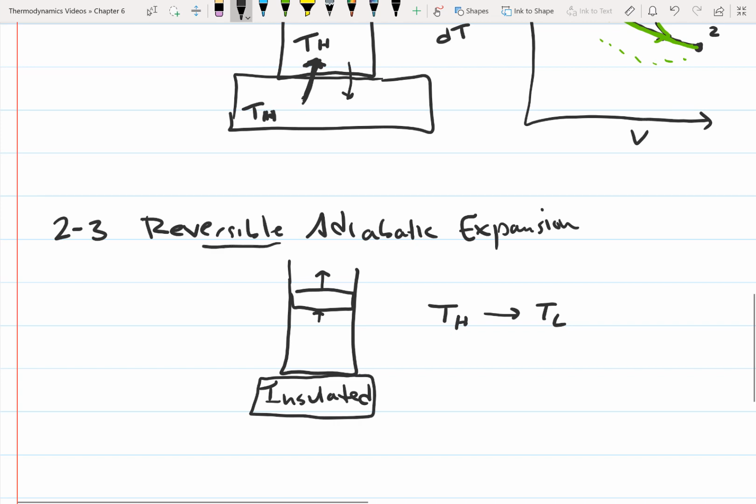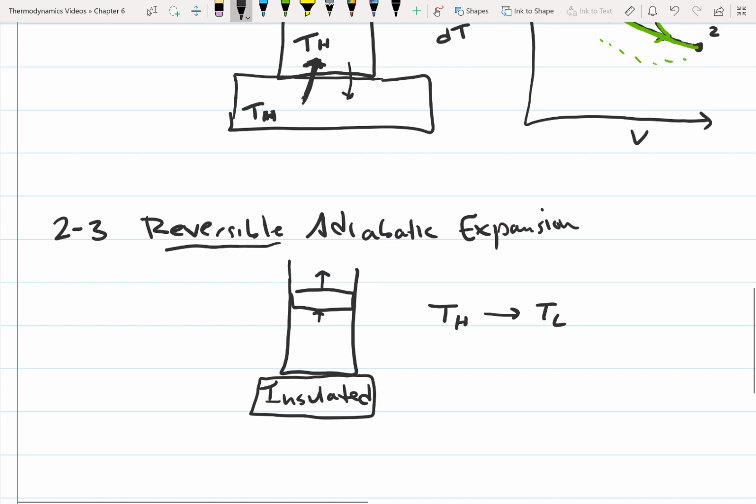And this is going to be reversible work, and it's going to be reversible because we're going to say that the piston is frictionless, which means that there's no friction between the piston and the cylinder, and it's also in quasi-equilibrium, which means that the process is happening extremely slowly. So the process is both reversible and adiabatic.